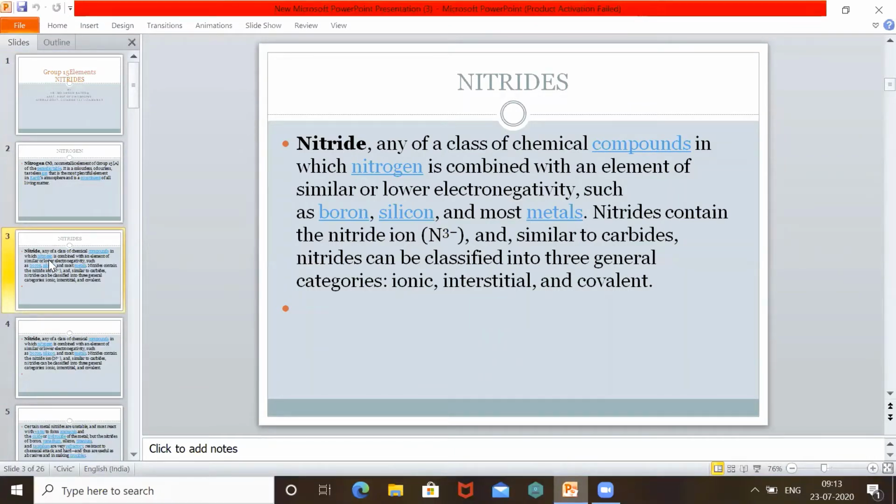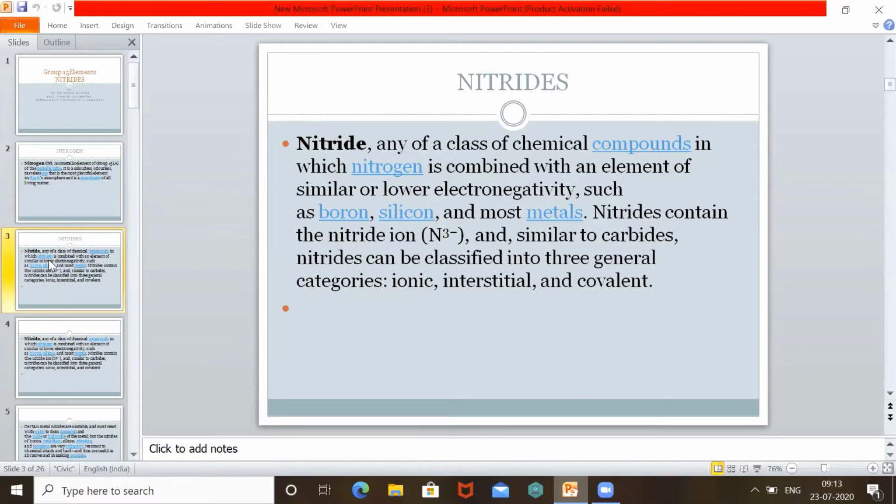Nitrides are any class of chemical compounds in which nitrogen is combined with another element having similar or lower electronegativity. Remember, when we call carbides, the other element should have electronegativity less than or equal to carbon. When we say oxide, the electronegativity of the other element should be less than oxygen. When we say nitride, the electronegativity of the other element should be less than nitrogen.